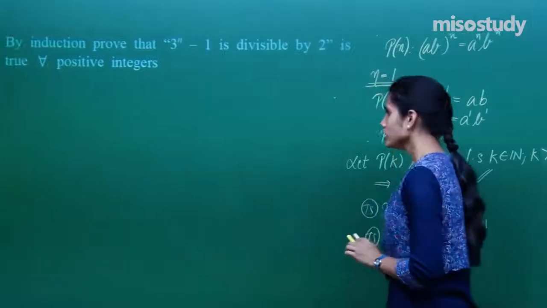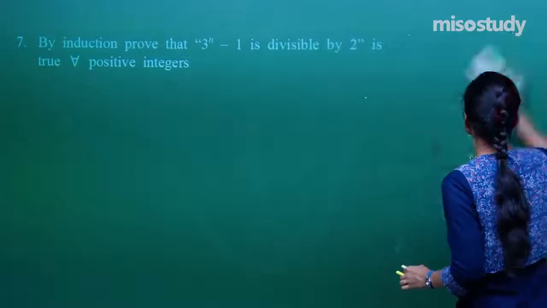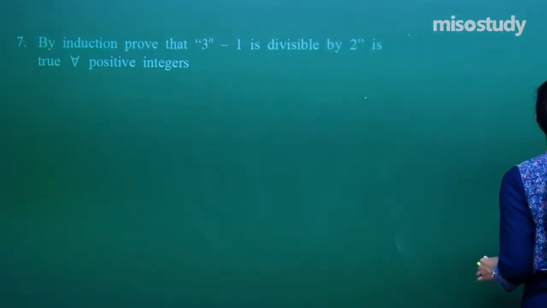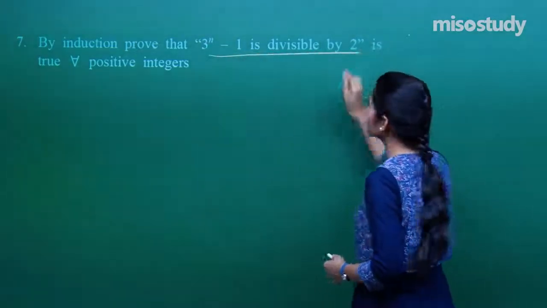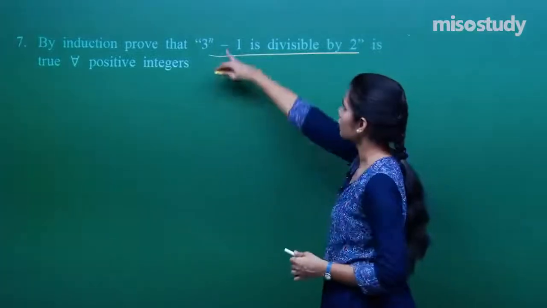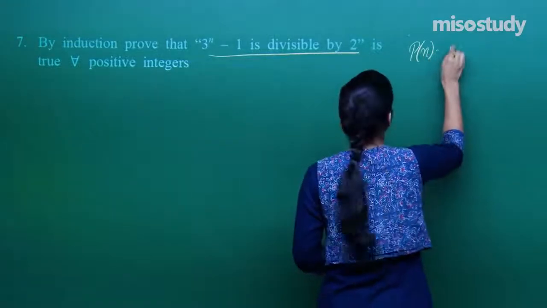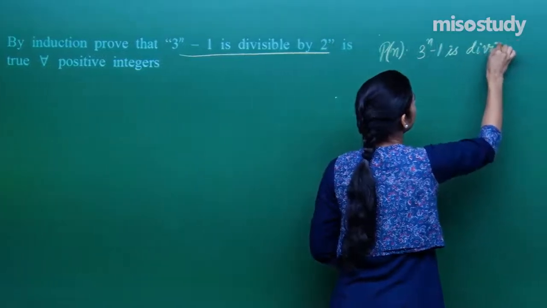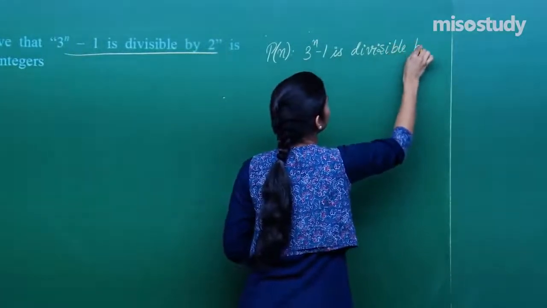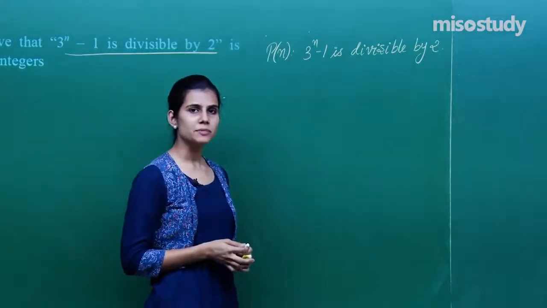Next I have: by induction again, prove that 3 to the power n minus 1 is divisible by 2. Same very drill of applying PMI, the principle of mathematical induction, again and again. We need to show that this statement is true for all positive integers in place of n. Again, Pn is that 3 to the power n minus 1 is divisible by 2. That means when you divide 3 to the power n minus 1 by 2, the remainder comes out to be 0.